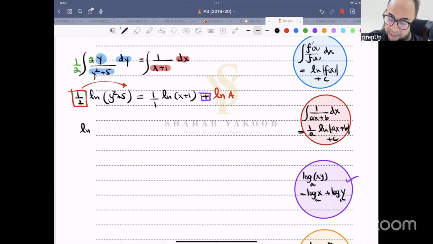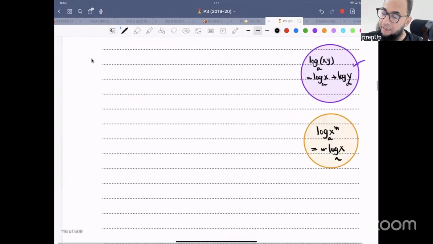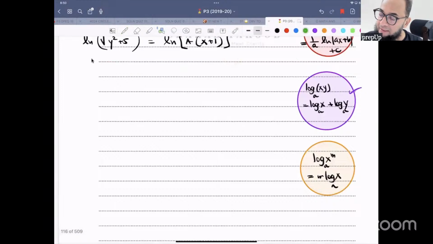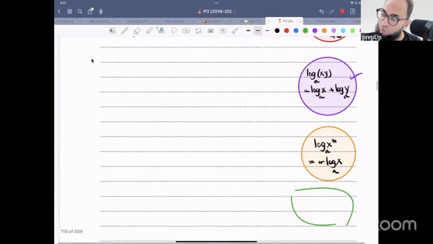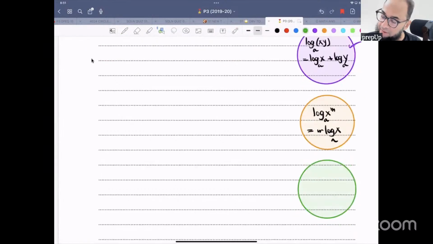So let me simplify this. This is ln square root of y squared plus 5, put a bracket. This is ln a into x plus 1, close the bracket. Now the last thing that is needed over here is this. Log m base a, if it equals log n base a, then m should equal n.